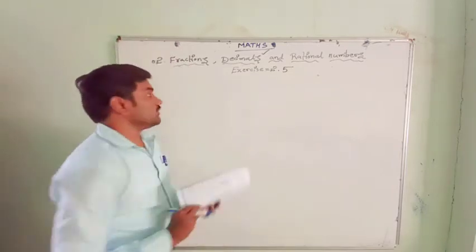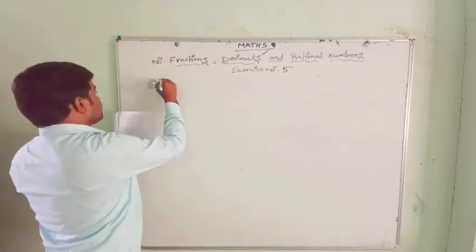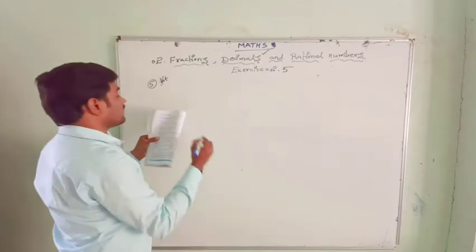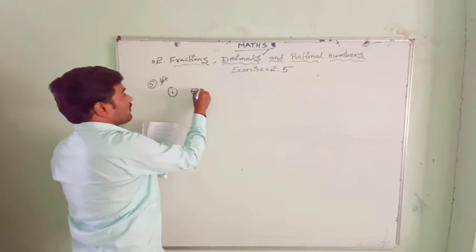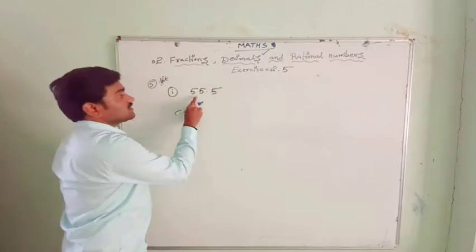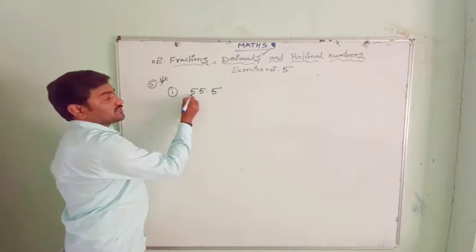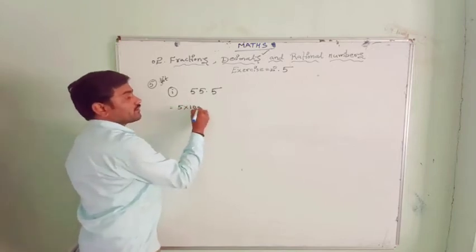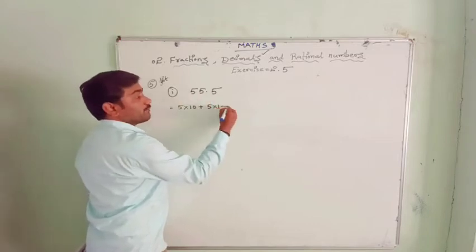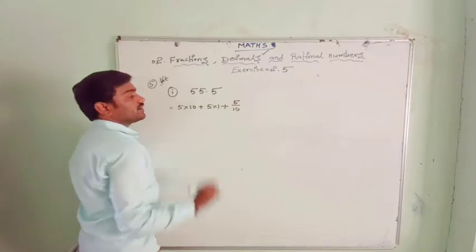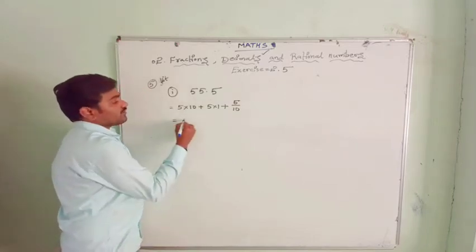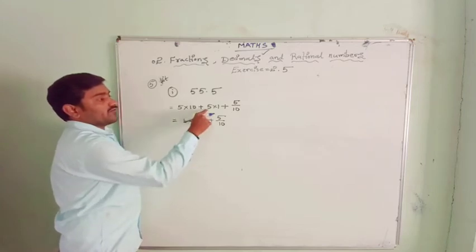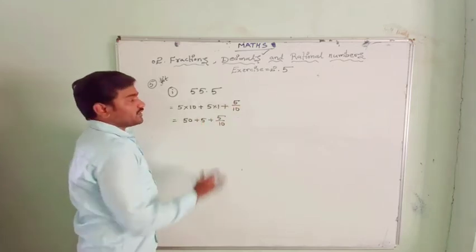Okay, let's go for the fifth question, fifth bit. Write the following decimal numbers in expanded form. Let me write in the expanded form, that is 55.5. This 5 is in the tens place, this 5 in the ones place. So the expanded form is 5 into 10 plus 5 into 1 plus this decimal. The first decimal place will be divided by 10. So normally we can write 50 plus 5 plus 5 by 10. 5 into 10 is 50, 5 into 1 is 5, and here this will be 5 by 10. This is the expanded form of this.